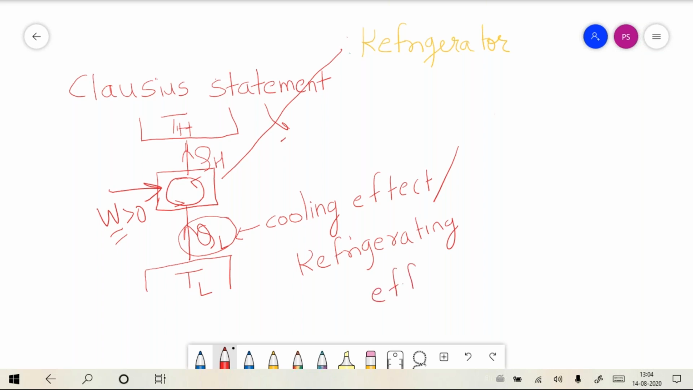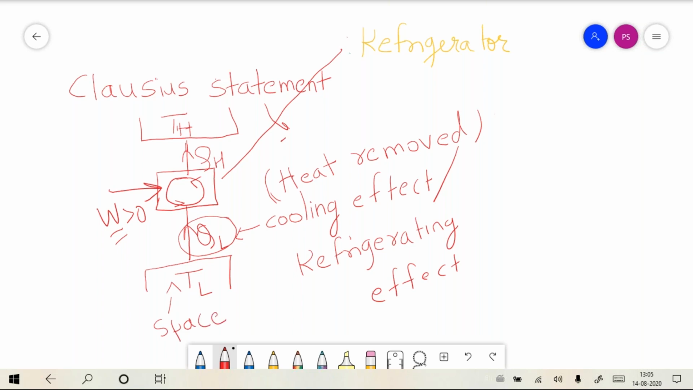So what is this QL then? What is this refrigerating effect? Refrigerating effect is the heat. It is nothing but the heat which is being removed. Where from is the heat removed? The heat is removed from the space to be cooled. The heat is removed from this space. Suppose this is the space we are interested in cooling.